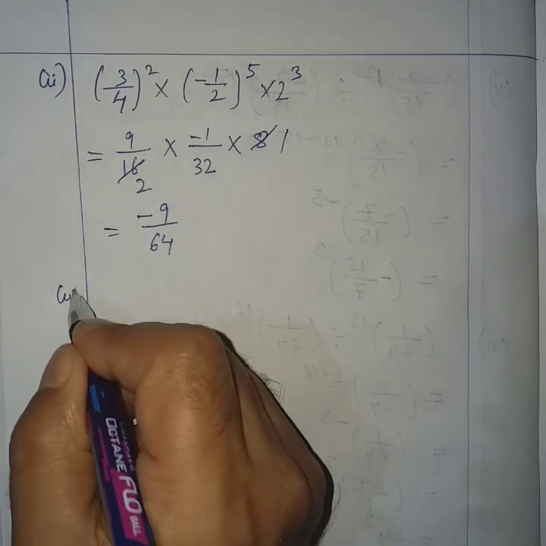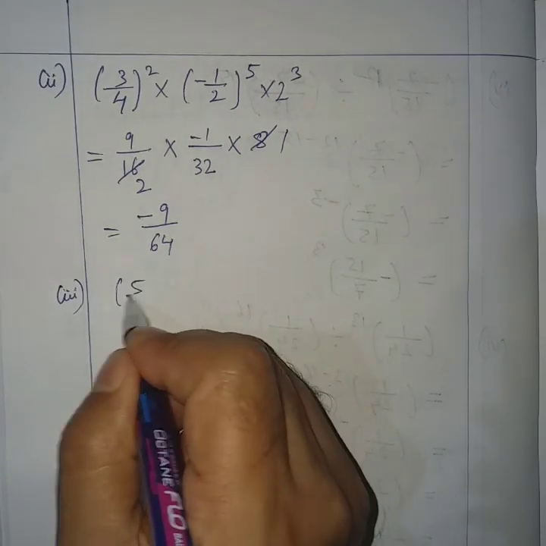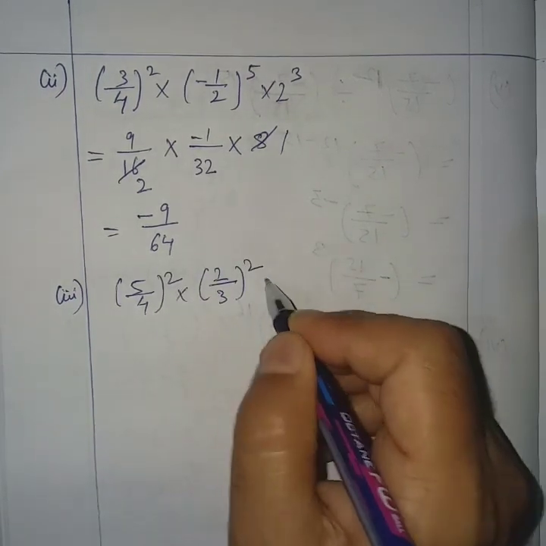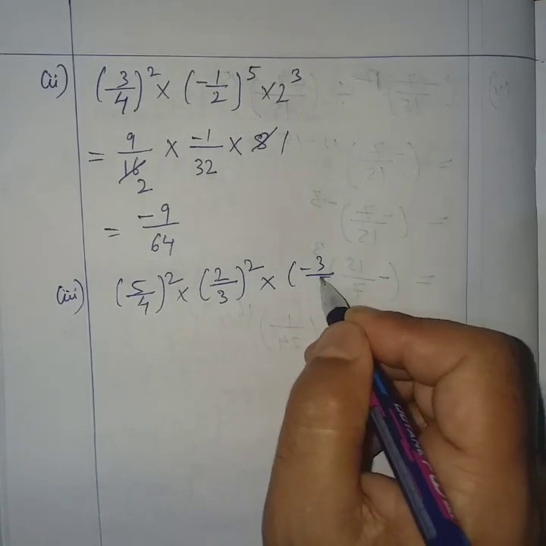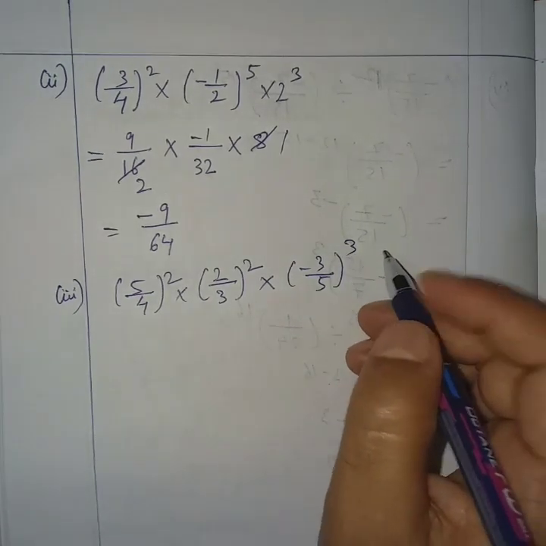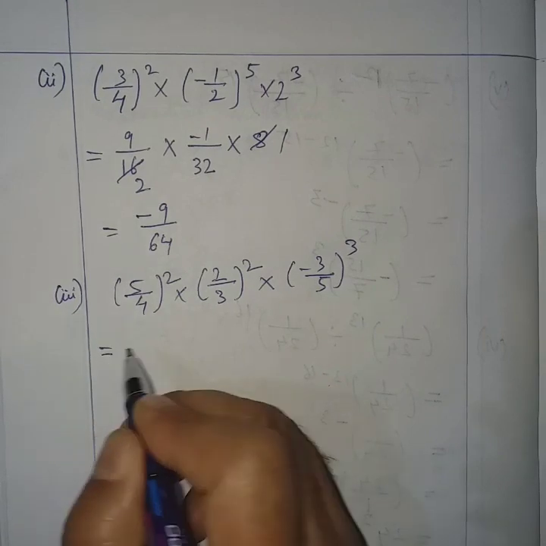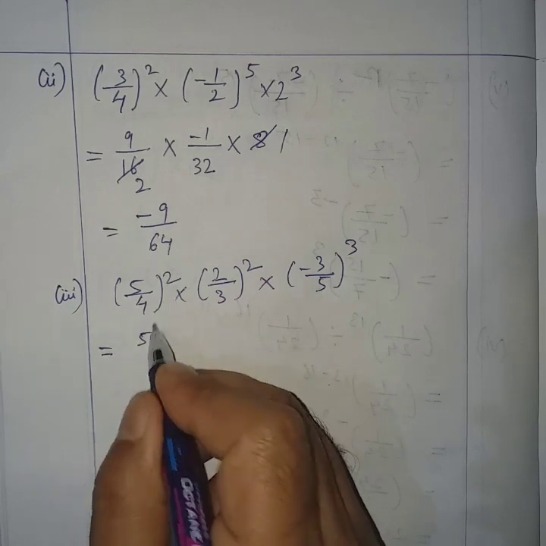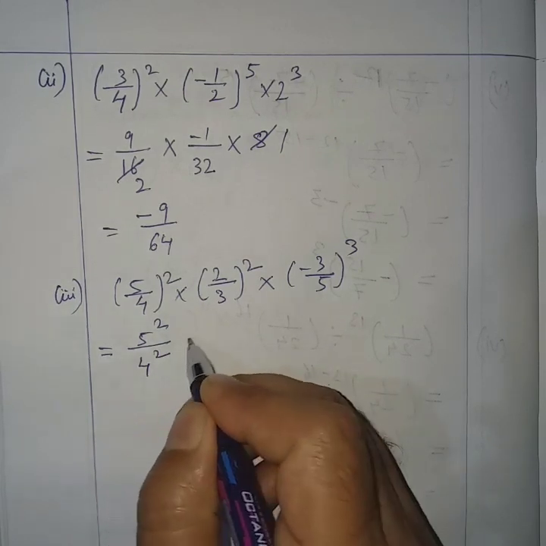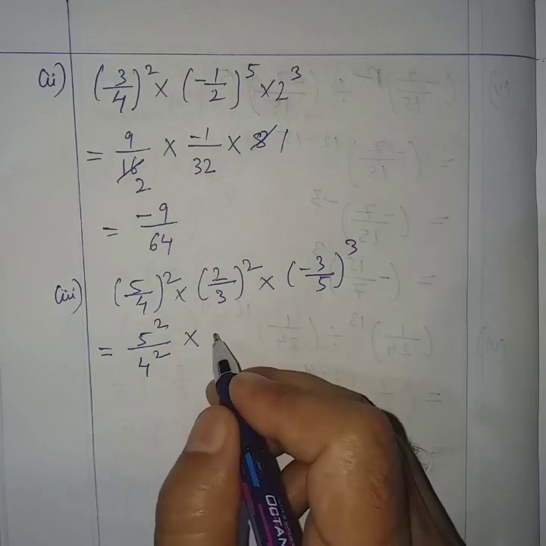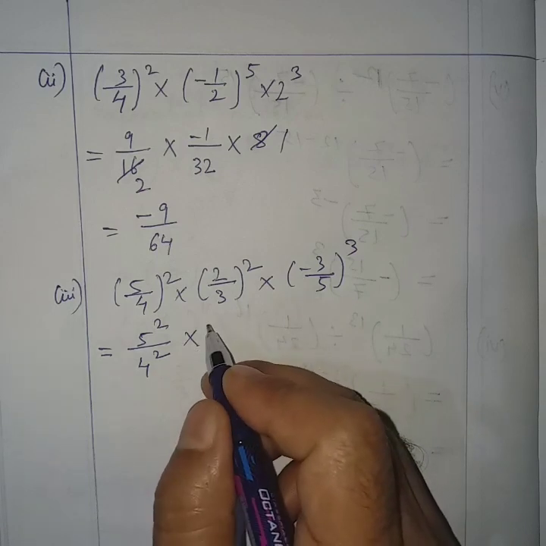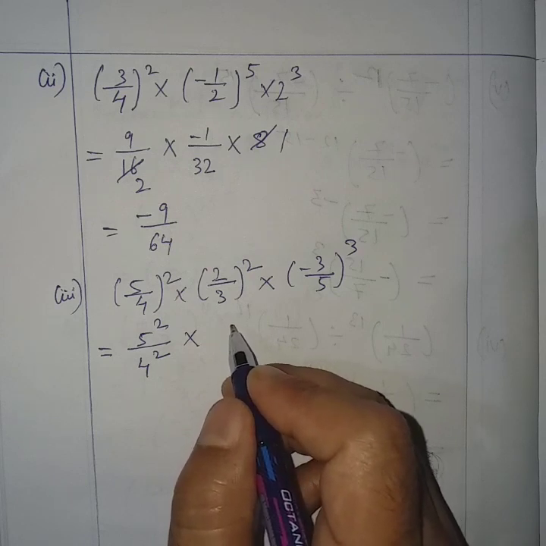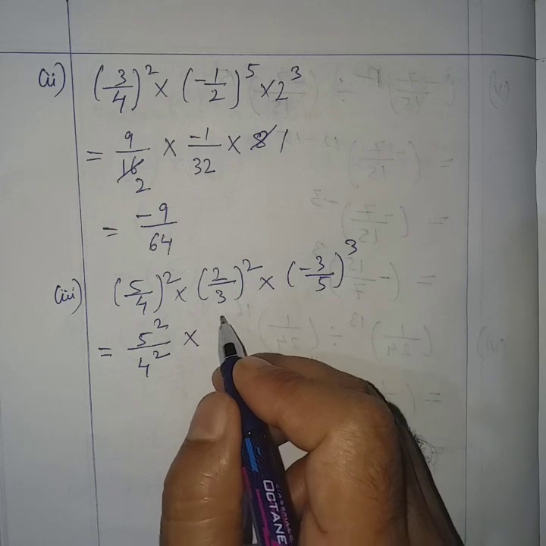Number 3: (5/4) squared into (2/3) whole squared into (-3/5) whole cubed. Okay, so here what we have to do, let us distribute the powers. 5 squared, 4 squared. There are several methods to solve. Okay, don't worry, you can do your own processes also, but the answer should be correct and all the steps you need to do correctly. So this is my way.